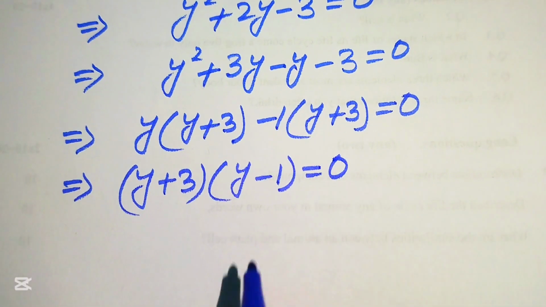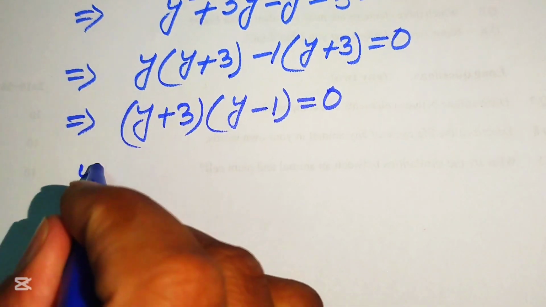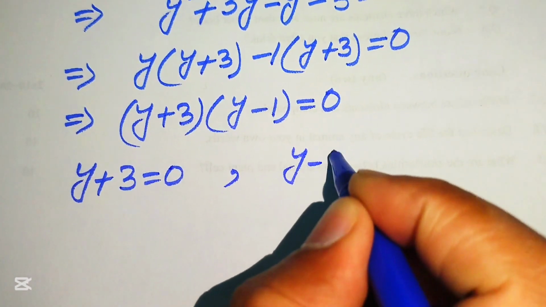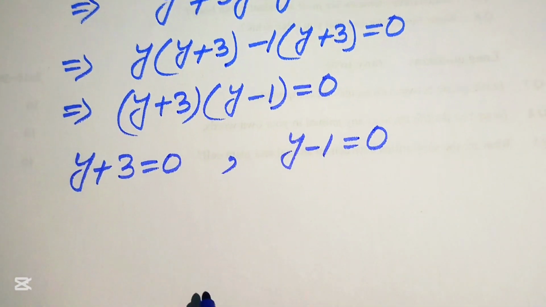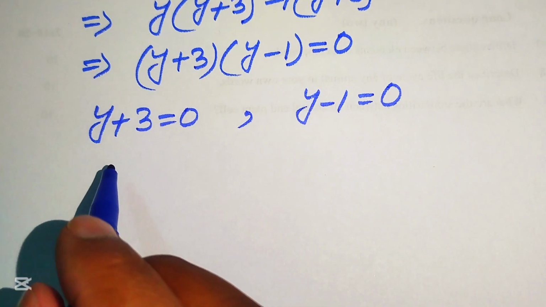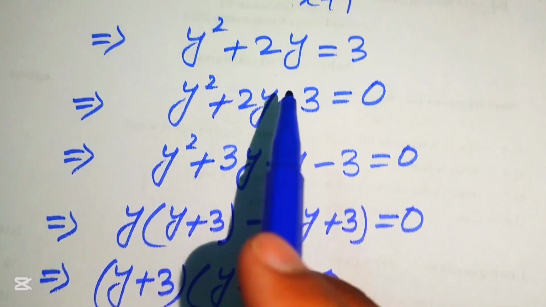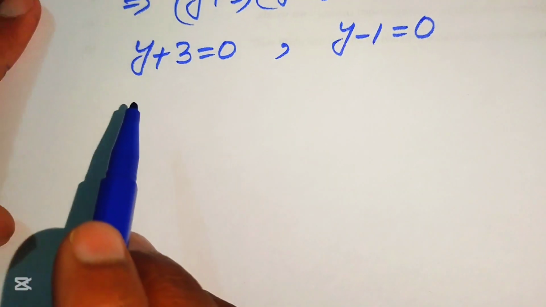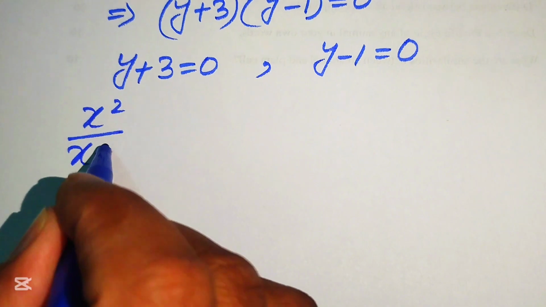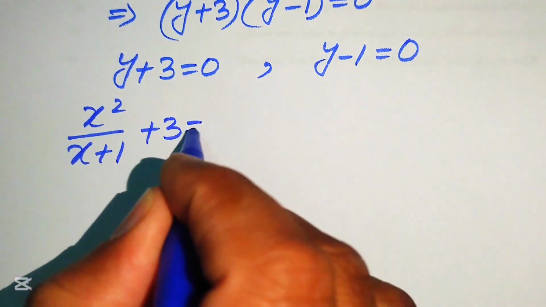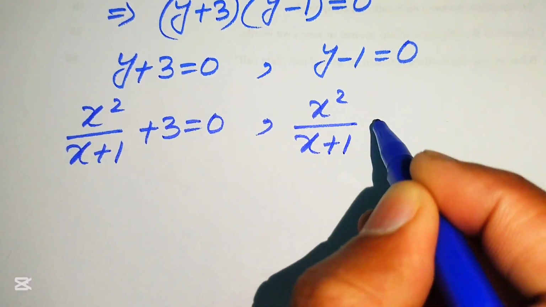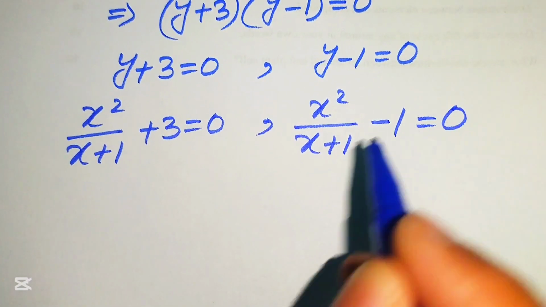So now we divide this into two cases. The first case is we write y plus 3 equals to 0, and the second case is we write y minus 1 equals to 0. And here we need to back substitute the value of y. You see here the value of y is x square over x plus 1, so we put it here. So this will be written as x square over x plus 1 plus 3 equals to 0, and this will be written as x square over x plus 1 minus 1 equals to 0.